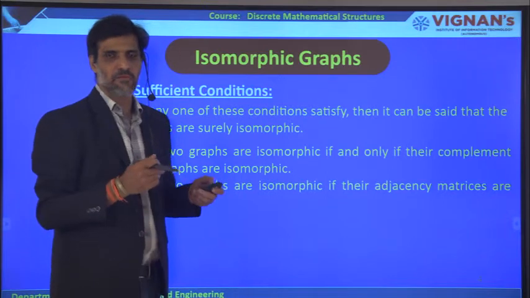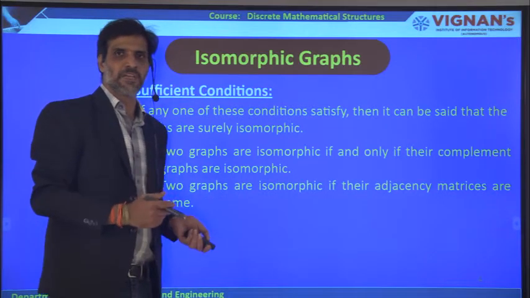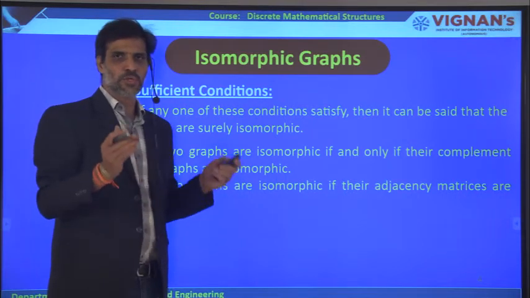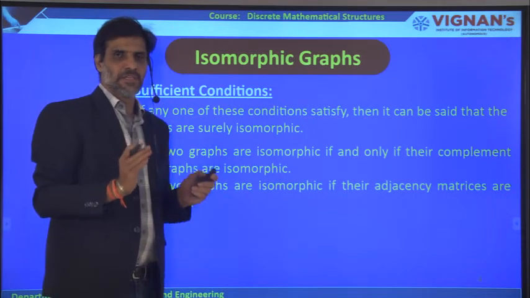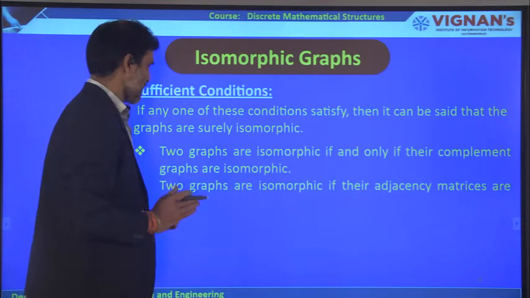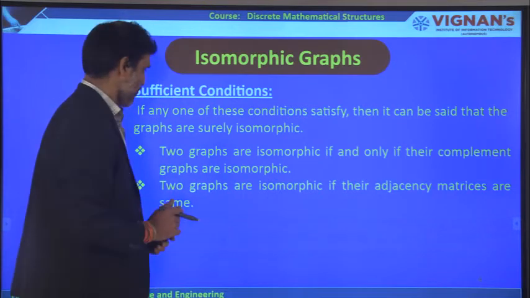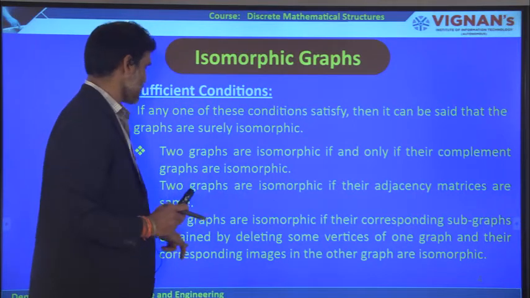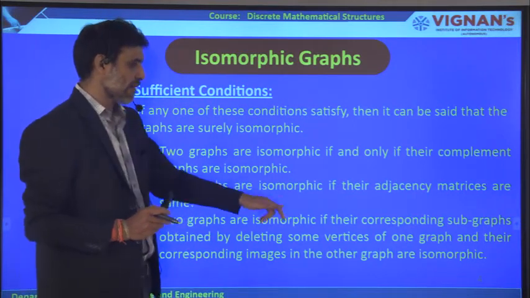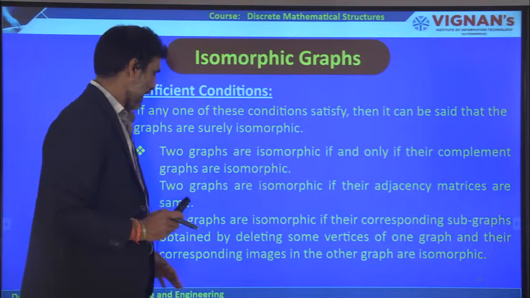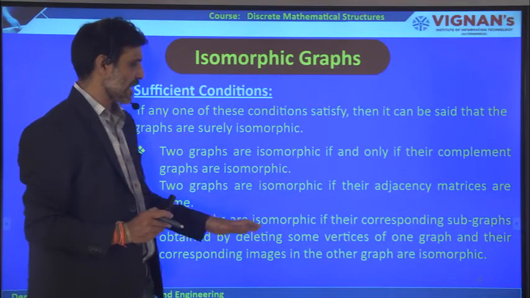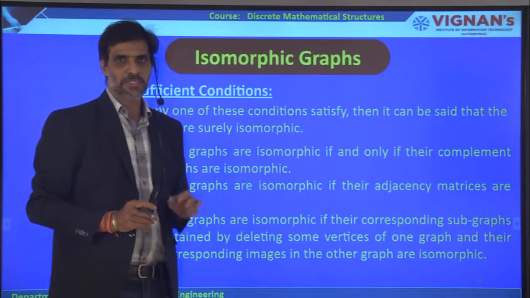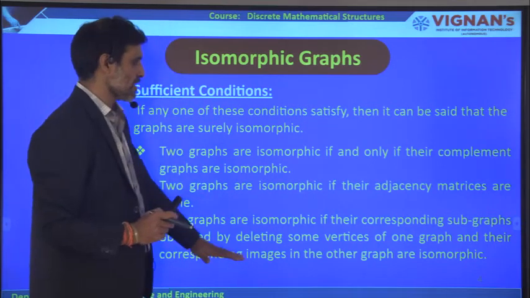You have to take their adjacency matrices, and we discussed how to represent a given graph in the form of an adjacency matrix. Take the adjacency matrices of the two graphs. If both are the same, then we can say they are isomorphic. And two graphs are isomorphic if their corresponding subgraphs, obtained by deleting some vertices of one graph and their corresponding images in the other graph, are isomorphic. We discussed subgraphs also. This is based on the subgraphs.